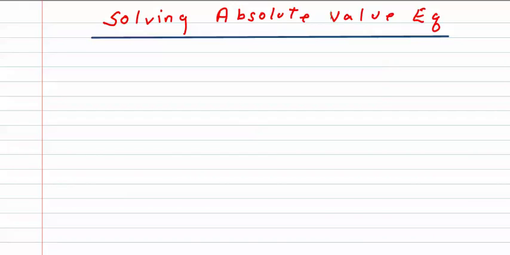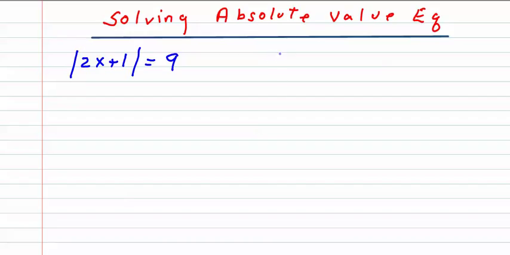Hello, this is our second video on absolute value. What we're going to be looking at today is solving absolute value equations. We're going to solve equations that look like 2x plus 1 equals 9. We're also going to be solving some more complicated ones, but I'll save that example to the end.